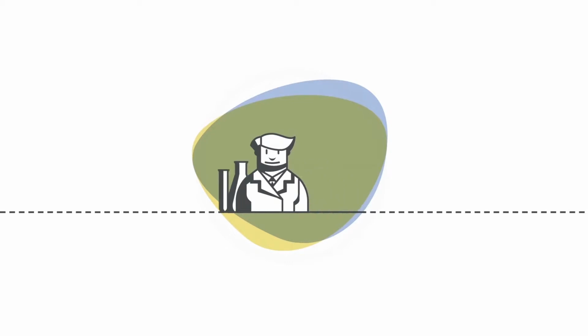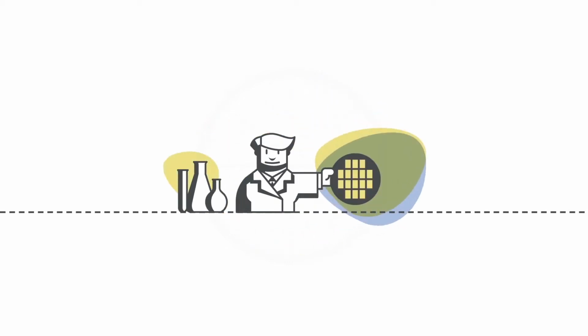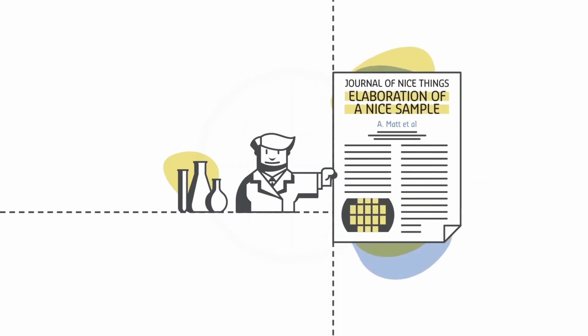Matt is a skillful scientist. He has produced nice samples and published at least one related scientific paper. However, he finds that attracting recognition for his work takes too long.